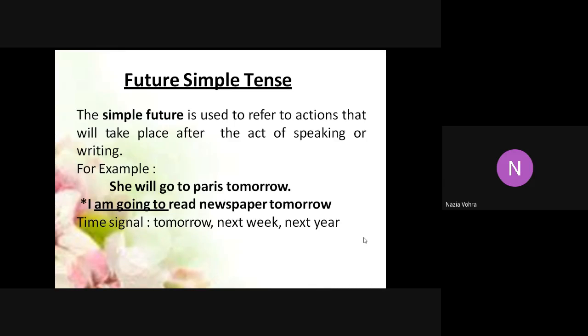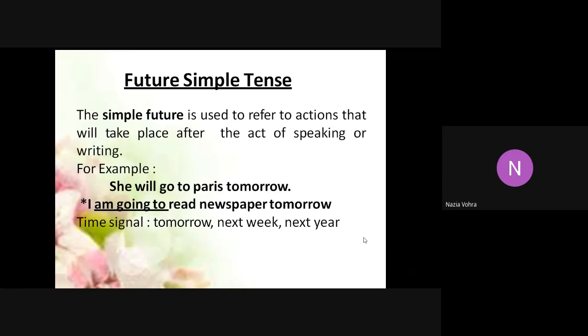It refers to actions that will take place, or the act of speaking or writing or any activity that will take place in the future. She will go to Paris tomorrow. I am going to read the newspaper tomorrow. It still has a time frame, and this will be tomorrow, next week, next year, day after tomorrow, or next month. So we will have these time frames. Clear?